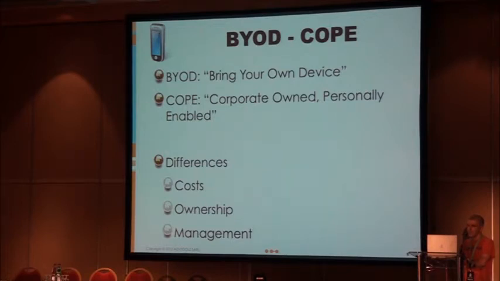The device is the property of the company, but as an employee, you are allowed to install, for example, your private email. The differences between these models are the cost of the device: you pay for the device, or your company is paying for the device. The ownership of the data: even if you own your device, and it's your private emails, it's not very clear if the company has some rights on this data or not. And management.